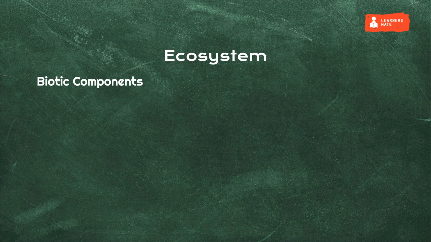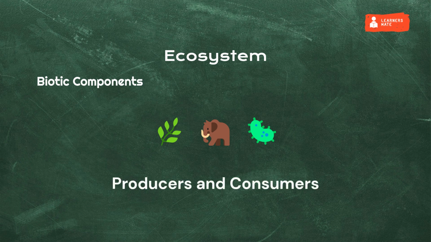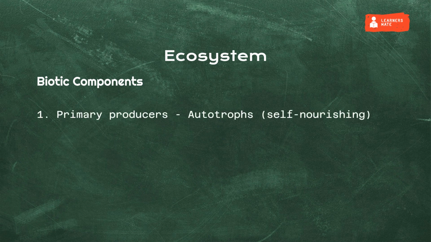Biotic components. Biotic components include living organisms such as plants, animals, and microbes, and are classified according to their function into producers and consumers. Primary producers. Primary producers are basically green plants and certain types of bacteria and algae.